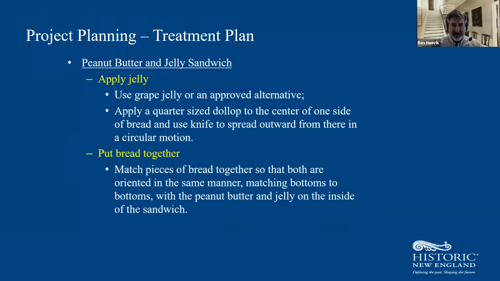Now we're going to apply the jelly. You're going to use grape jelly or an approved alternate, a quarter-sized dollop to the center of one side of the bread, and use the knife to spread it. Now you're going to match them so that the bottoms are oriented and the peanut butter and jelly are on the inside of the sandwich. I mean, who's going to make it with the outside? But you never know. You've got to be clear.